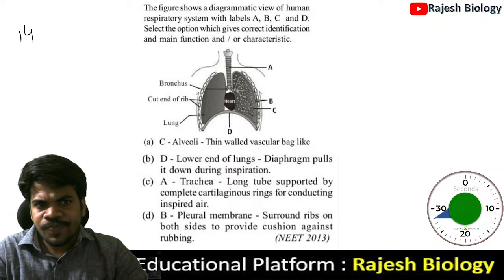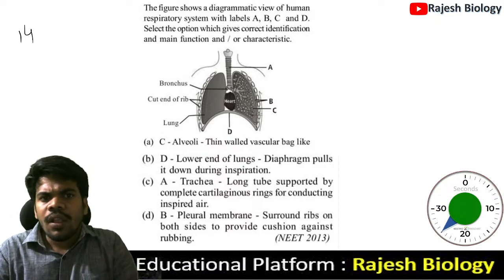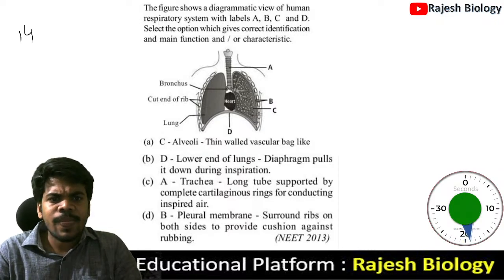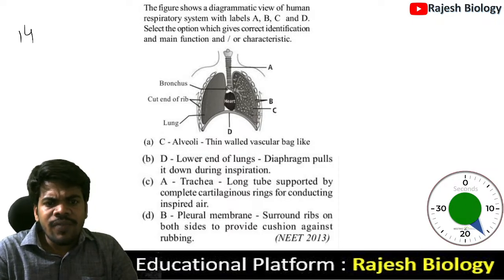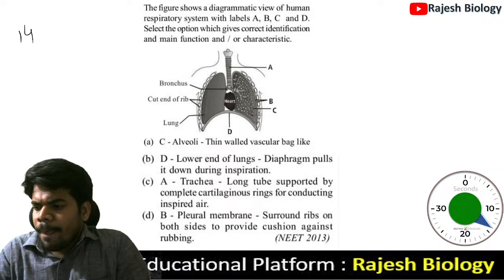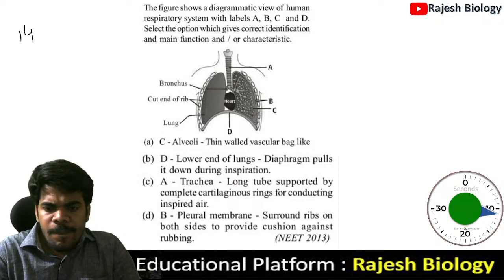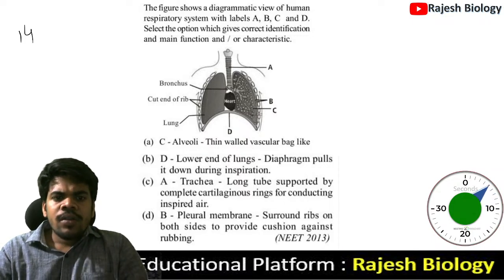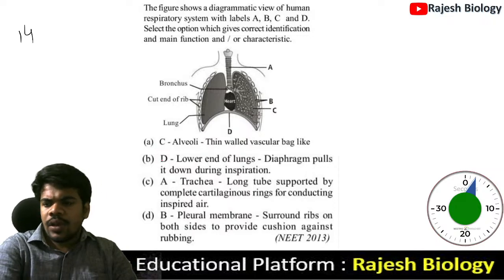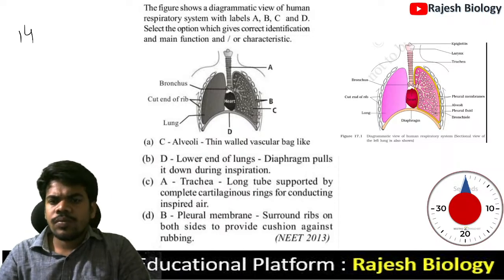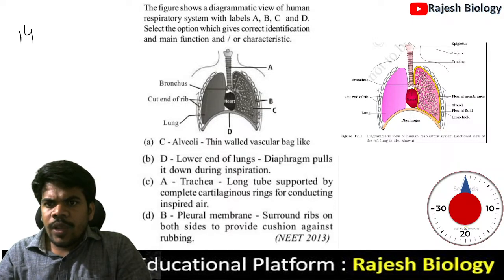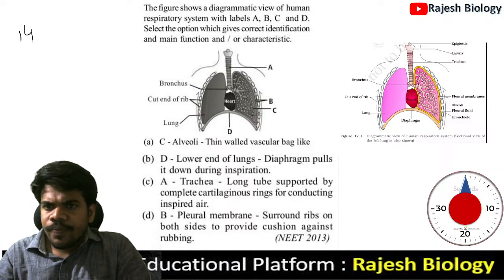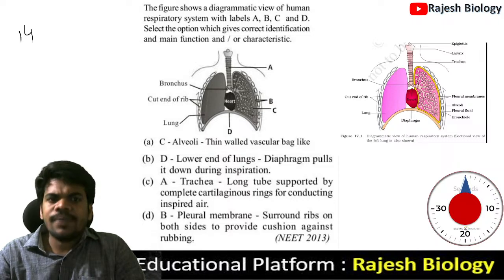Now the next question. The figure shows a diagrammatic view of the human respiratory system with labeled A, B, C and D. What is A and its function? Yes, here I'll give the clue also. Epiglottis, larynx, trachea. So here that is the trachea.